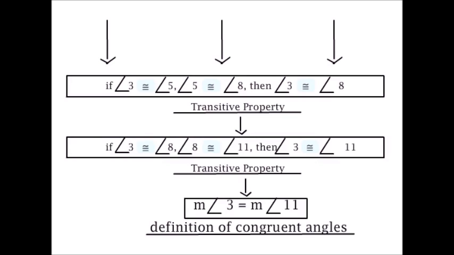And then we end with saying how the measurements of angles 3 and 11 are equal. And that's because angles 3 and 11 are congruent angles.